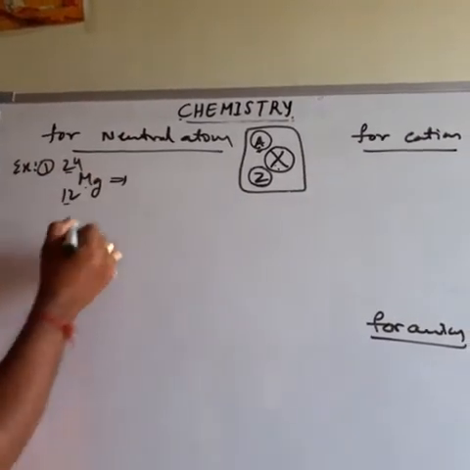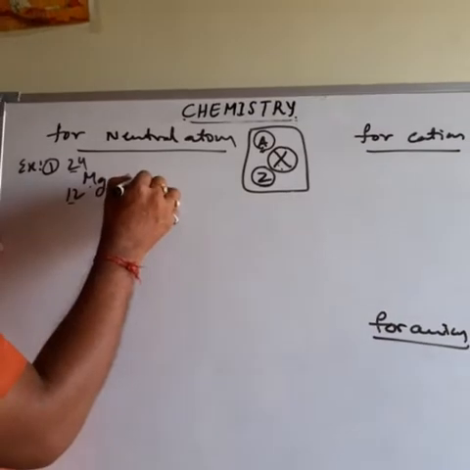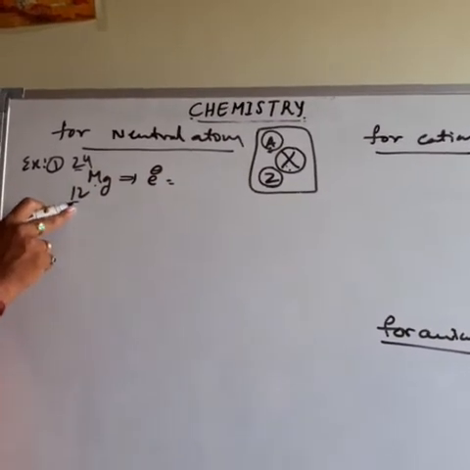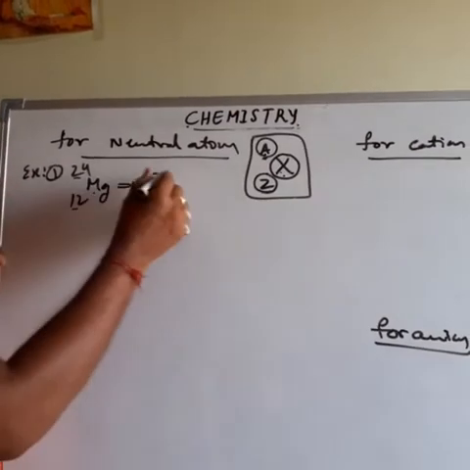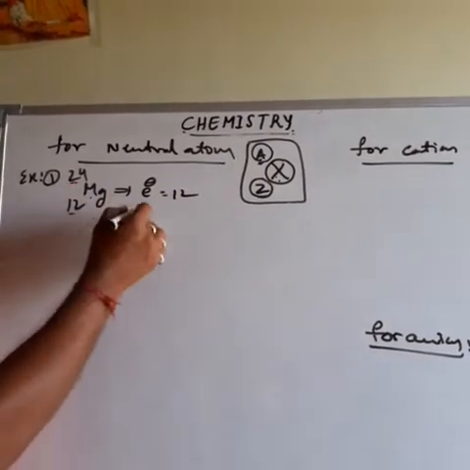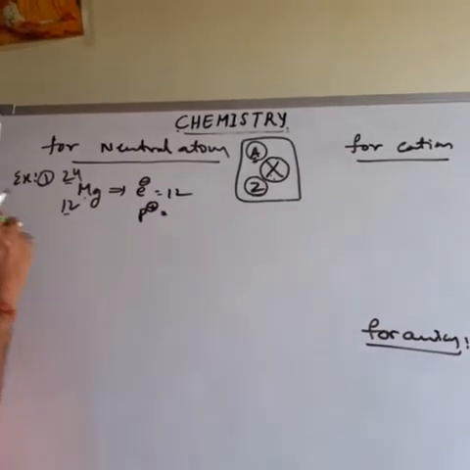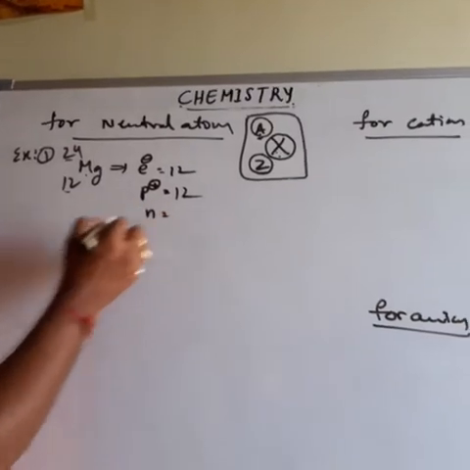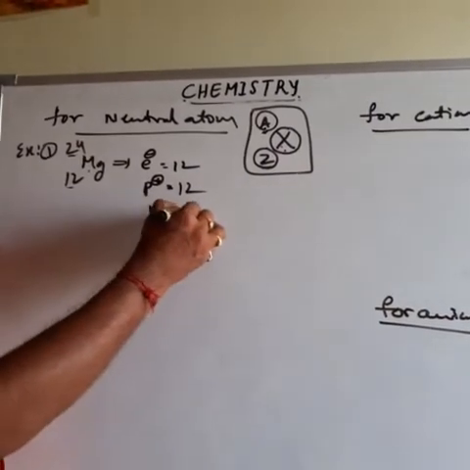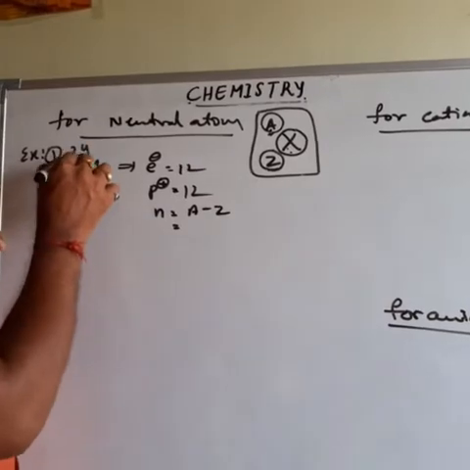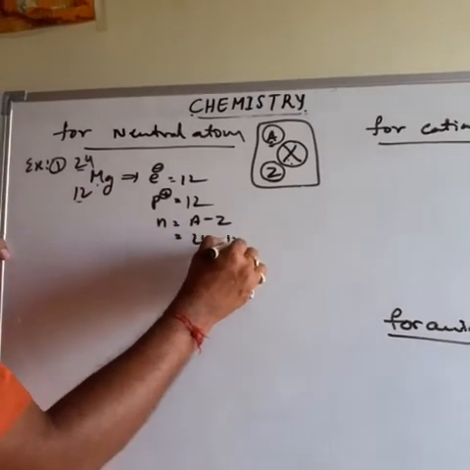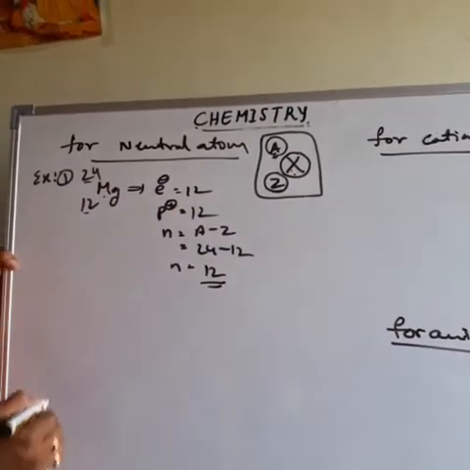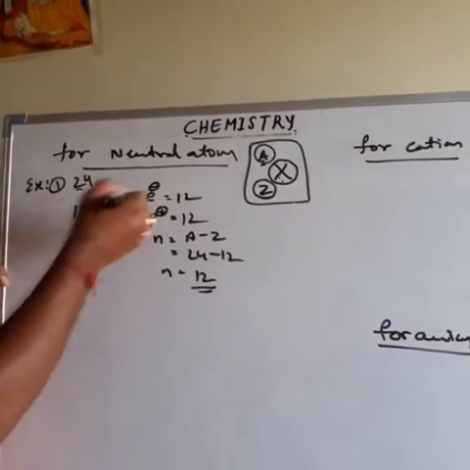Then for the neutral atom, how many electrons are in this magnesium? Electron number is equal to Z, the atomic number, 12. So electron number 12. Proton number is also equal to Z, 12. Then the neutron number means A minus Z, 24 minus 12, which is 12. So the number of protons, neutrons and electrons for the neutral atom is found.